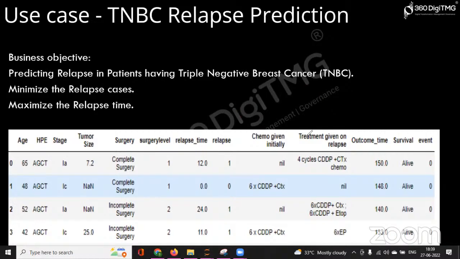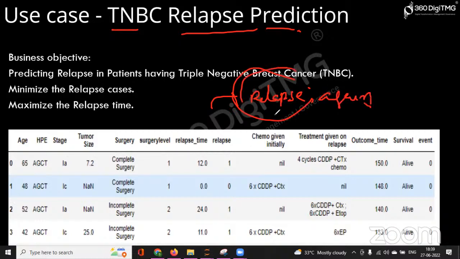So here we are taking one use case scenario: triple negative breast cancer, TNBC relapse prediction. What is relapse? What happens in triple negative breast cancer is that even though the illness is cured, there is a possibility that it can relapse again after some time. Relapse means it can reoccur, you can say.